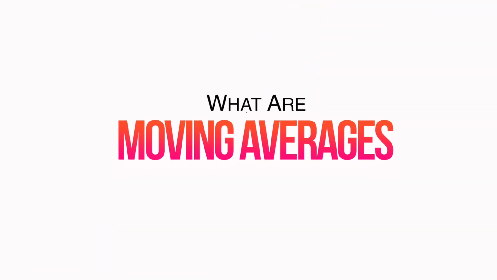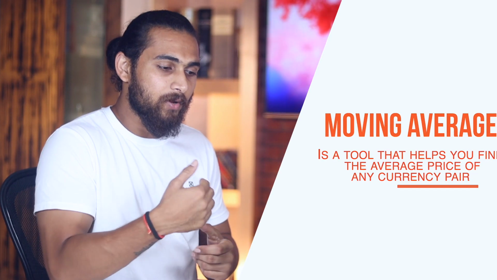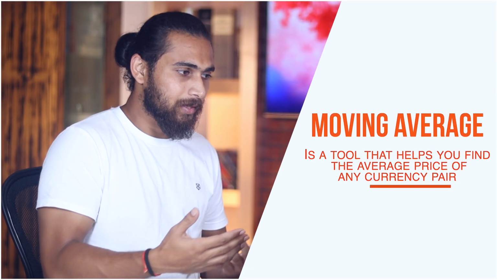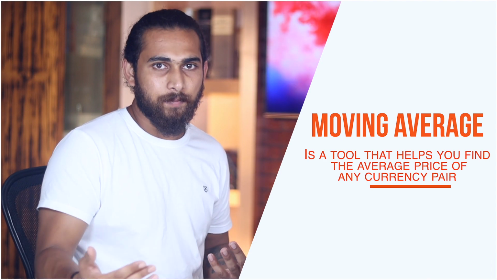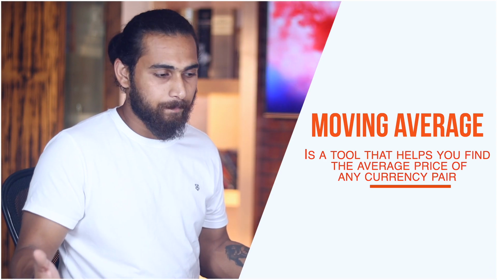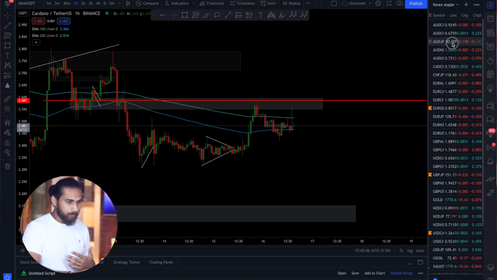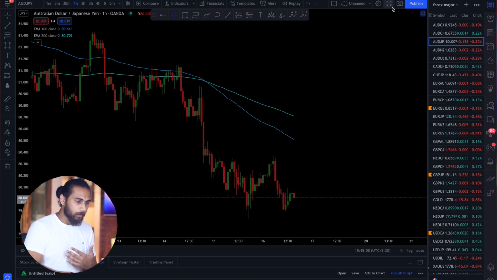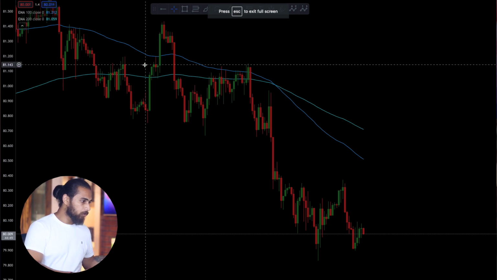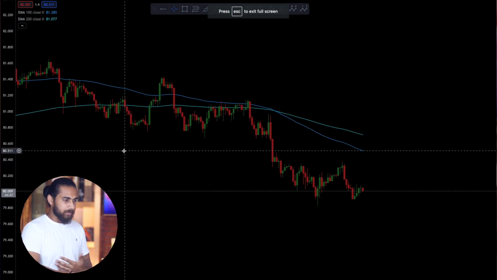Now let's get started and understand what are moving averages. So moving averages is a tool that helps you find the average price of any currency pair. Let us take an example to understand this. Let us first go to a Forex chart, let us go to AUD/JPY. So now we are on Australian dollar and Japanese yen.